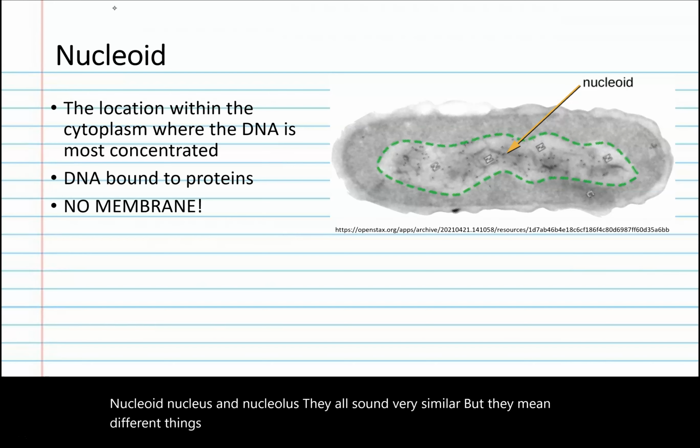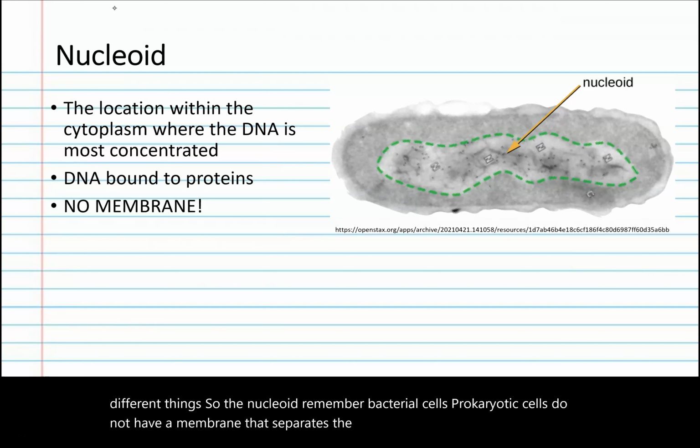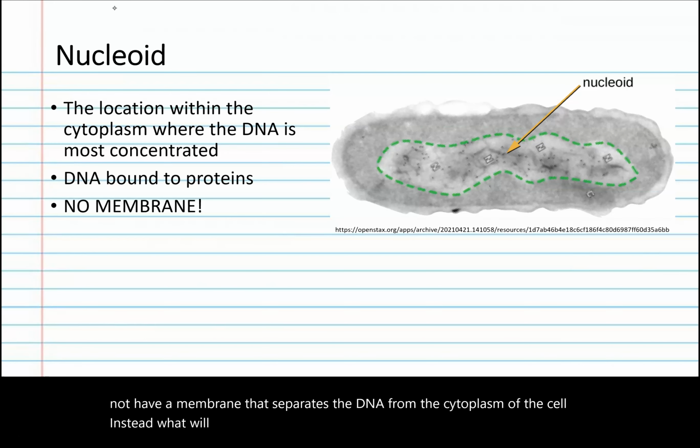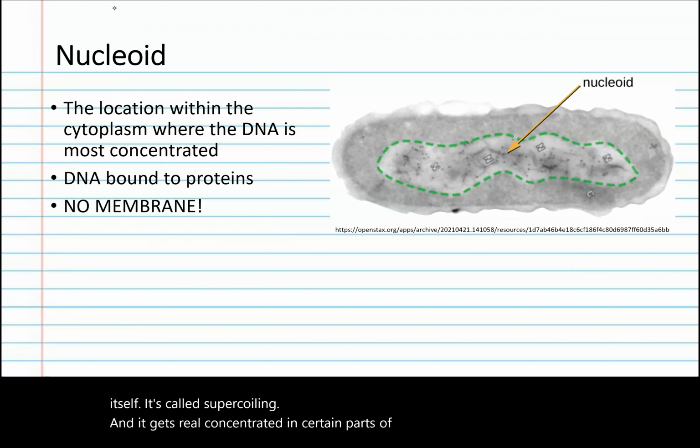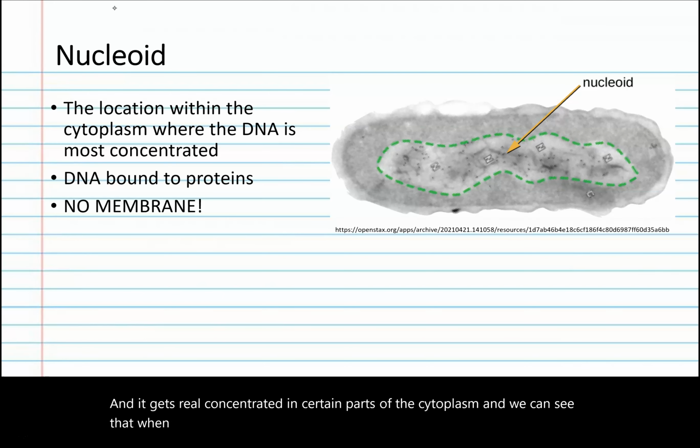So the nucleoid, remember, bacterial cells, prokaryotic cells, do not have a membrane that separates the DNA from the cytoplasm of the cell. Instead, what will happen inside the cell is the DNA kind of winds up around itself. It's called supercoiling, and it gets real concentrated in certain parts of the cytoplasm. And we can see that when we use an electron microscope. And that's what you're seeing in this image here. This is a picture of, I believe, an E. coli cell.